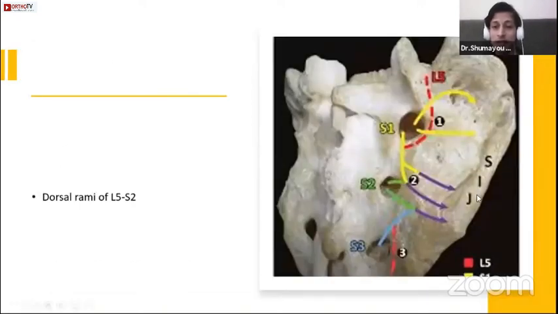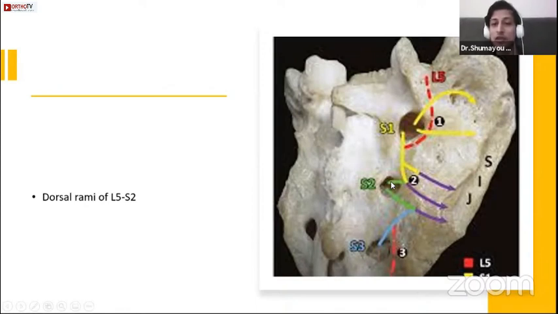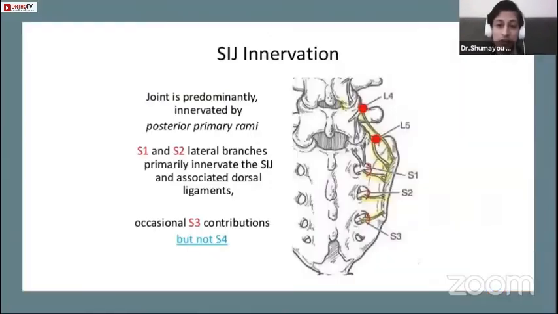If you look at the whole sacrum, you'll see the sacroiliac joint covers just the upper half of the sacrum. And the upper half of the sacrum corresponds to the L5, S1, and S2 foramina. So you would logically conclude that the nerve supply of the sacroiliac joint would be from the dorsal rami of the L5 to S2 nerve roots. But it's a very highly innervated joint. From the back, it gets its nerve supply from the dorsal rami of L5, S1, and S2. Sometimes S3 can also contribute, but never does S4. And sometimes L4 also sends down a branch.